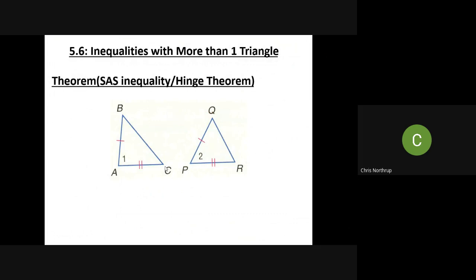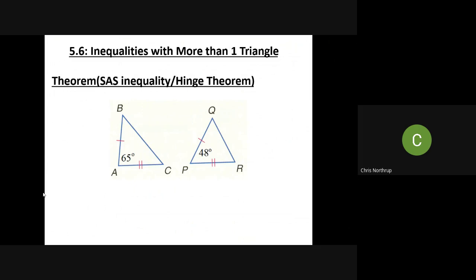Now, if we know that angles 1 and 2 are congruent, we know that the triangles are congruent by side angle side congruence. But the question is, what if angles 1 and 2 are not congruent? However those angles compare will tell us how those sides compare. So for example, if angle 1 was 65 and angle 2 is 48, since 65 is larger than 48, that would tell us that BC has to be longer than QR.